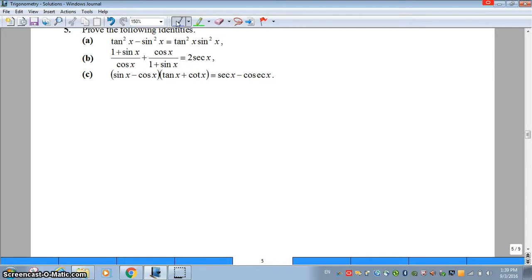More importantly, try not to give up, and it's always easier to express all your terms in terms of sine and cosine or even tangent, so that the whole question looks simpler.